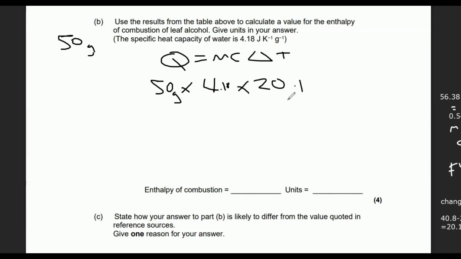And that gives us a total of 4,200.9. I hope this is right. Did I do that right? 4.18? Yeah, I did. Okay. Next, we're going to divide by 1,000 to get that into kilojoules. That's 4.2009 kJ.